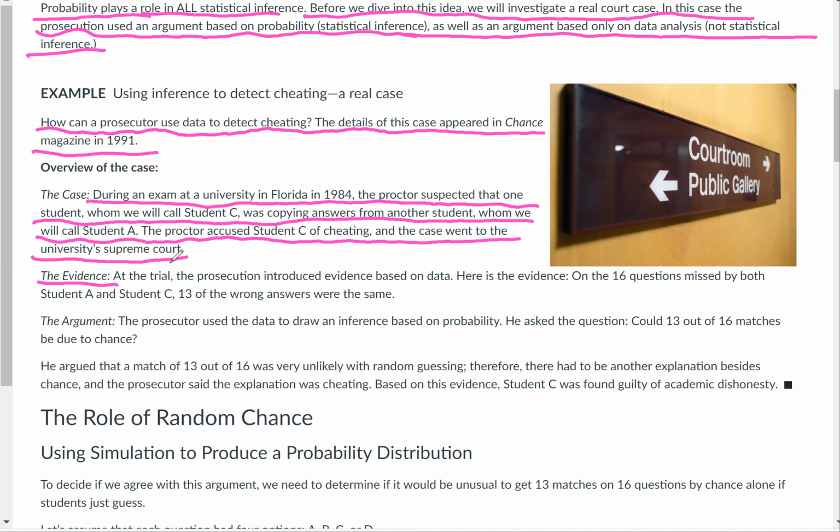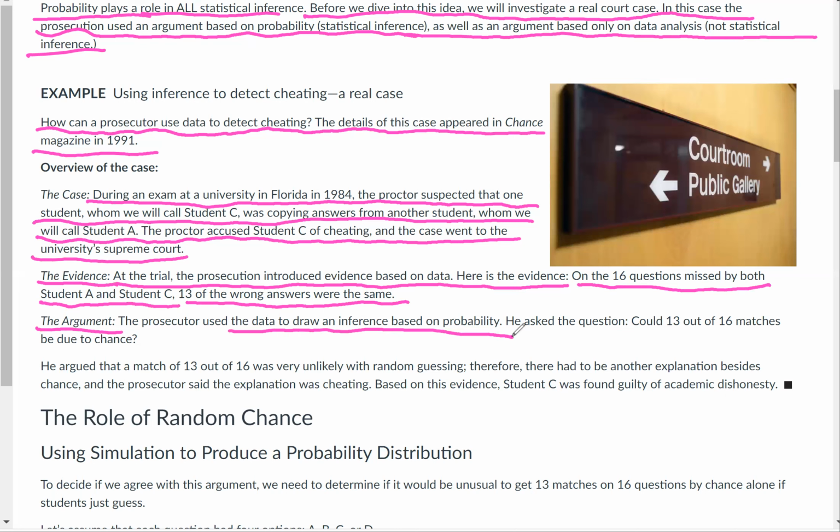The evidence provided by the proctor is that at trial, the prosecution introduced evidence based on data. Here is the evidence. On the 16 questions missed by both student A and student C, 13 of the wrong answers were the same. The argument by the prosecution was that we're using data to draw an inference based on probability. He asked the question, could 13 of the 16 that they both got wrong match by chance?